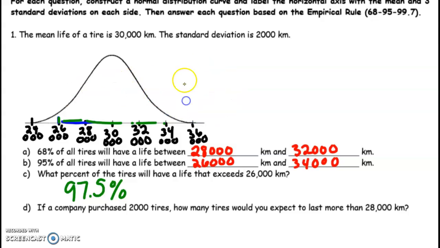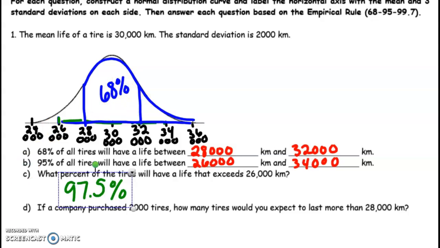Now I'm shading more than 28, so 28 is here, and I need to figure out this percent. Well, I can use the same rationale as I did before. I know this is 68%. That means what's left over on both sides is 32%. And then I know half of 32, because I only want one of these tails, is 16%. That means this little guy here is 16%. And 68 plus 16 will give me 84%.